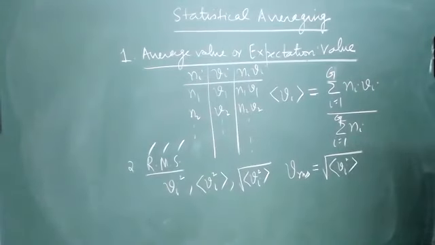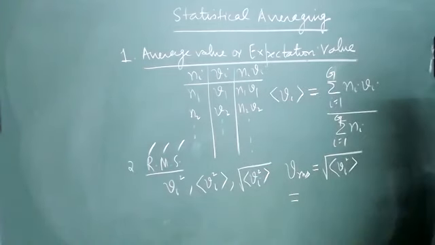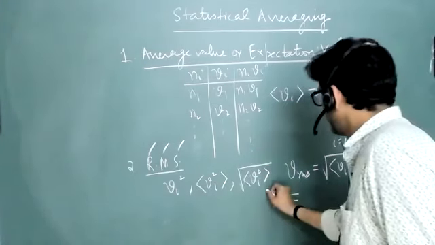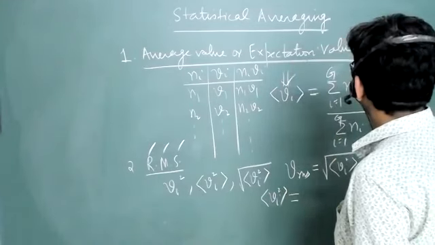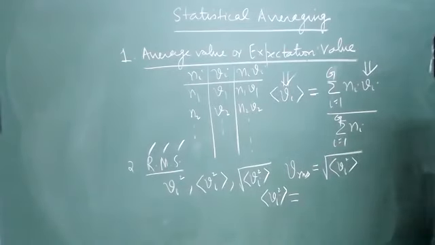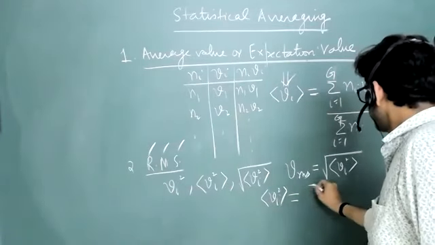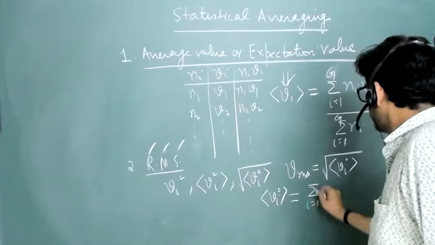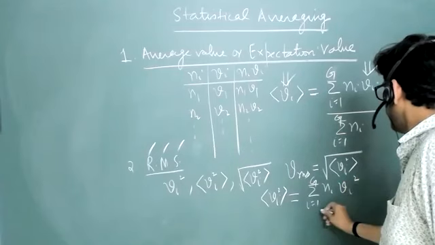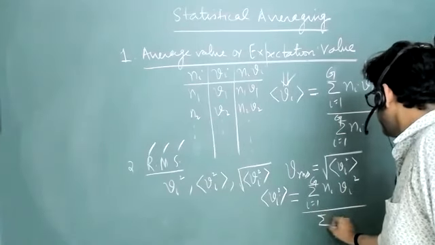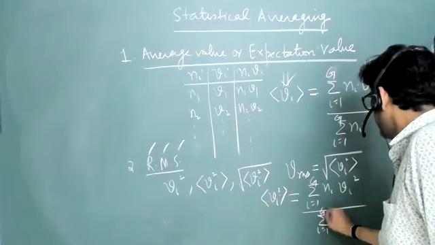Correct? So this will become, you know, what is the average value of Vi square? If I write Vi square, any average will go like this. You have to write any average like this. Average of a quantity will become this. So the average of this will become summation i equals 1 to G Ni Vi square over summation Ni from i equals 1 to G.